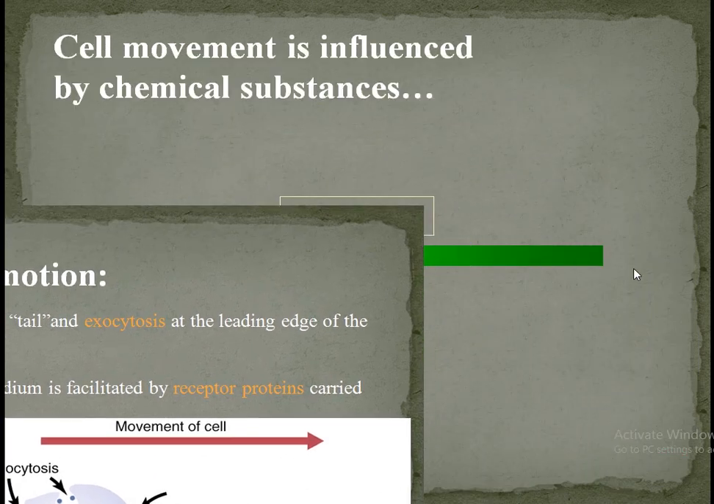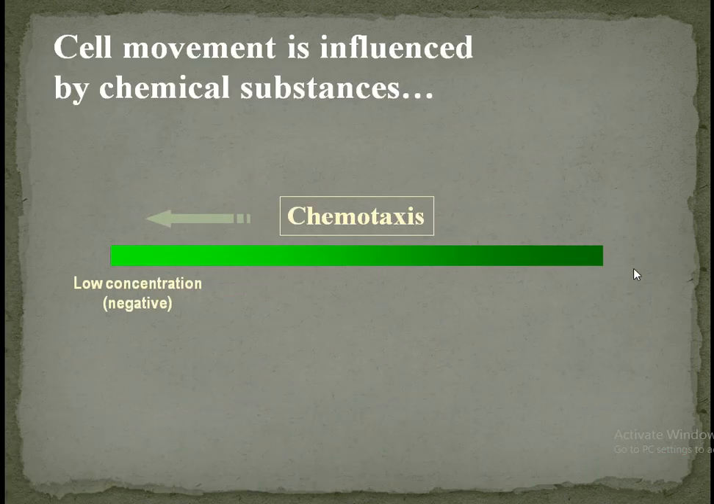Then the second type of movement, that is the cell movement, if it is influenced by chemical substances, is called the chemotactic movement. Different chemotactic substances are released at the local site to which the cells are attracted, and they move towards the high concentration of these chemotactic substances, so that in this way a different type of cell movement can take place.